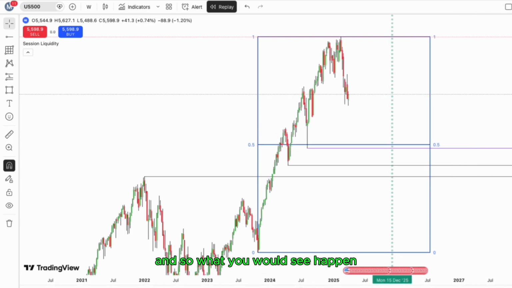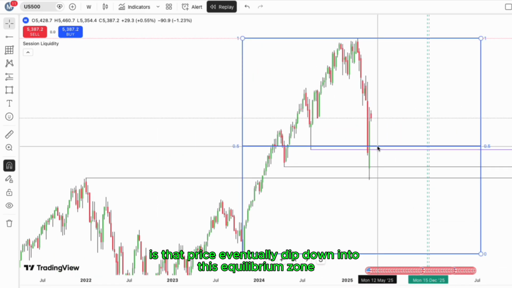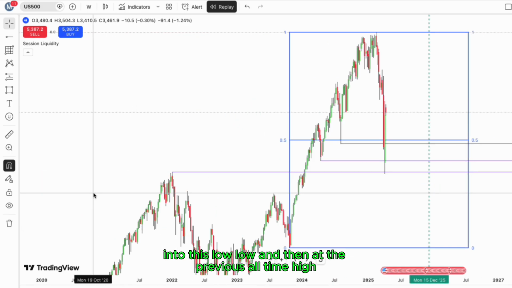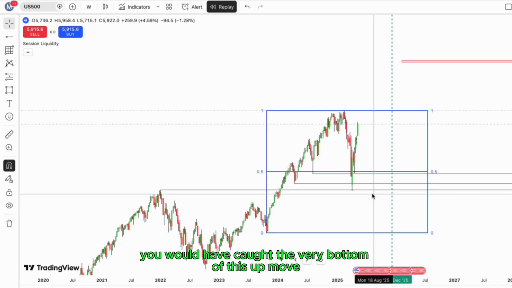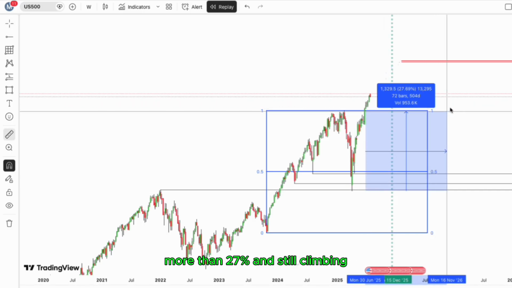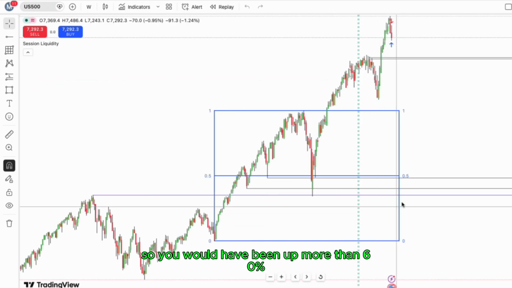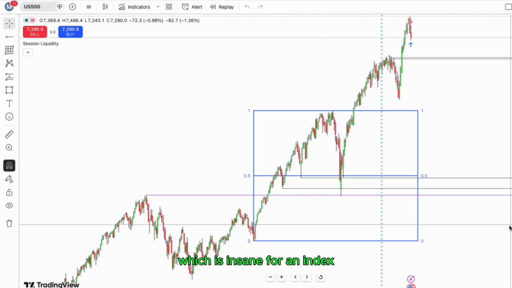And so what you would see happen is that price eventually dipped down into this equilibrium zone, into this low, and then at the previous all-time high. And what did price do? If you bought at the previous all-time high, you would have caught the very bottom of this up move, more than 27%, and still climbing because obviously this is where it's at right now. So you would have been up more than 60%, which is insane for an index.